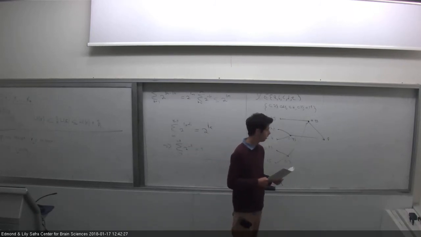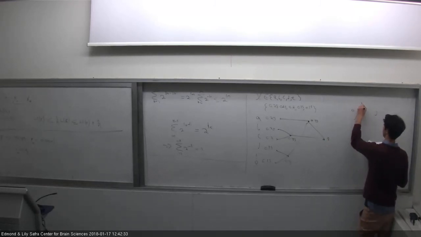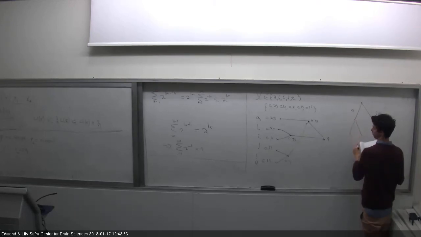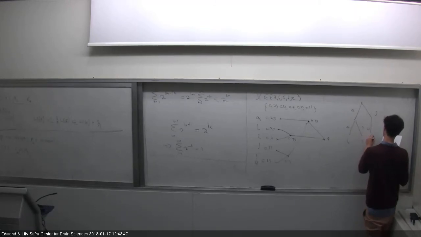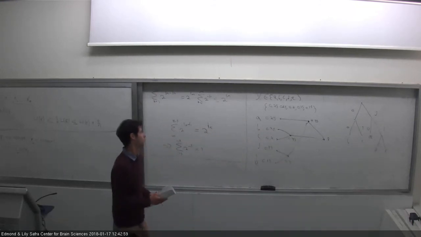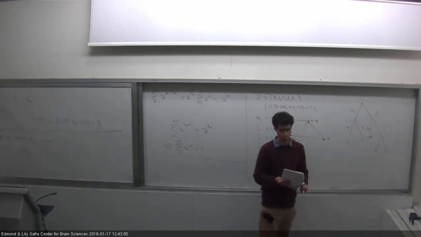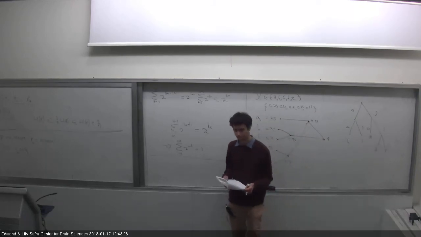Now we can construct the code based on this tree. If this is 0 and 1, we just need to go over the list. So we have B, C, A, D, and E. And when I ask what is the Huffman code of this source, it's this. Okay? Is it clear?